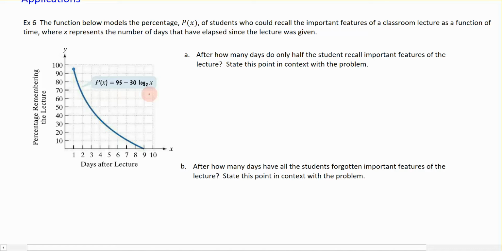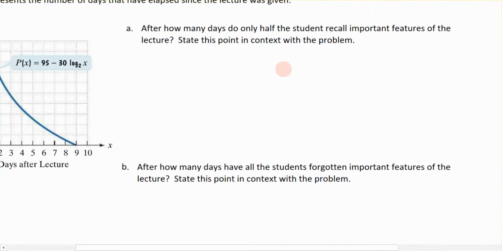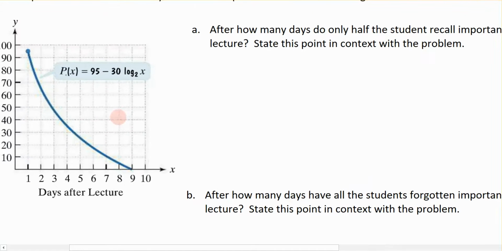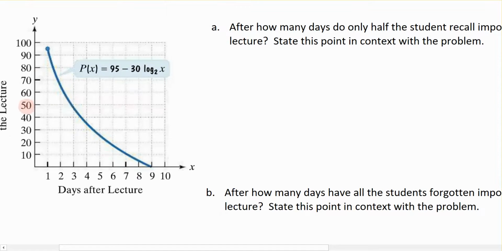Okay, so the first question says, after how many days do only half the students recall important information of the lecture? And then be able to state your response in context with the problem. So the function that we are given is already over here for us. It says p of x is equal to this logarithmic function. And the question says, after how many days do the students recall only half of what they remember? Half of what they remember would be 50%, or in this particular case, 50. So p of x, which is what they remember, would be equal to 50.